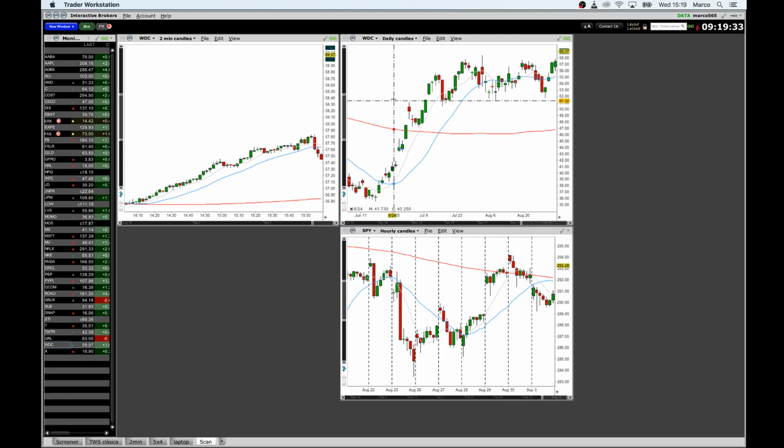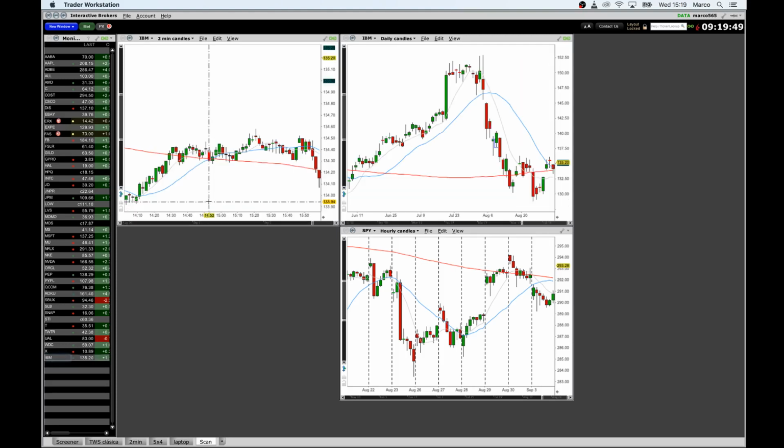Okay, so now we have scanned everything. One day I will maybe redo this list. Let's see, for example, IBM. What is IBM doing? We have some resistance here, unfortunately. But we are on the 200 on the day. Okay, anyway, let's go there.